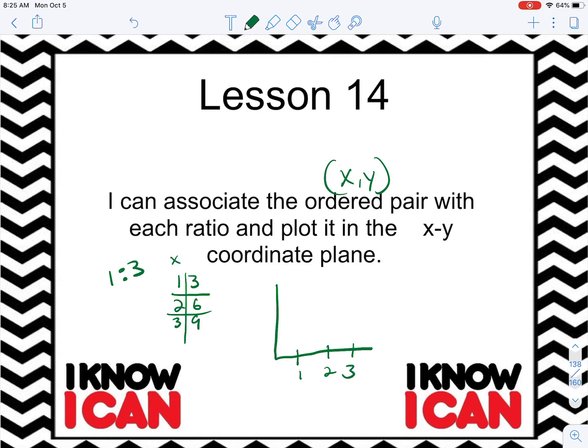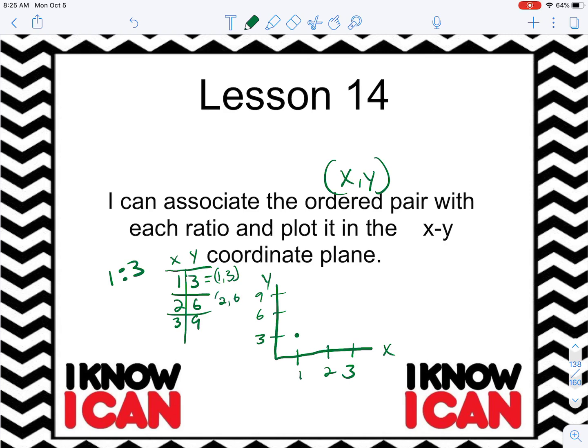The first column in the ratios is going to represent the x, which is the horizontal axis on our coordinate plane. The y is going to be the vertical axis. I'm going to label these 3, 6, and 9, and then I'm going to plot my points. Each ordered pair would be 1, 3. So I'm going to go over 1, up 3.